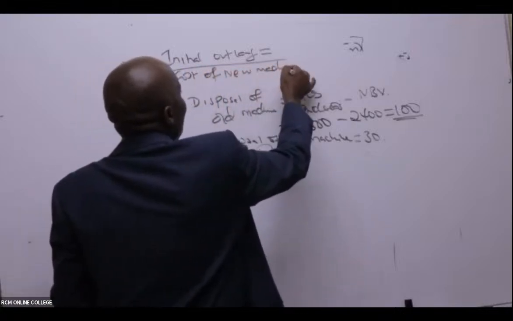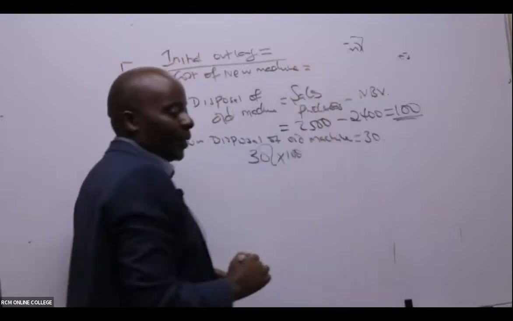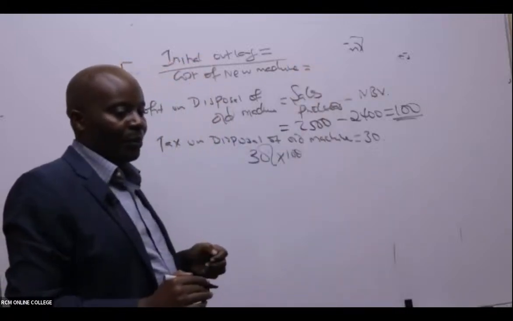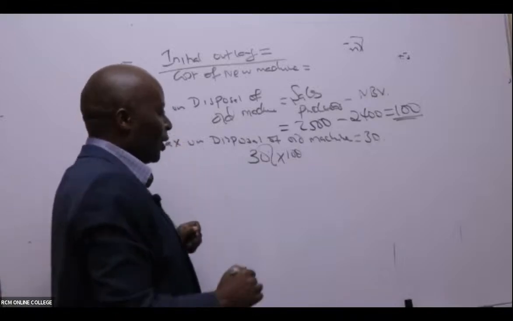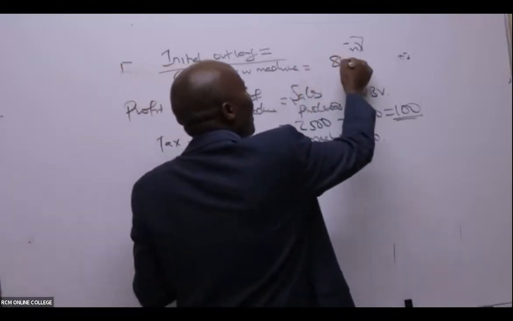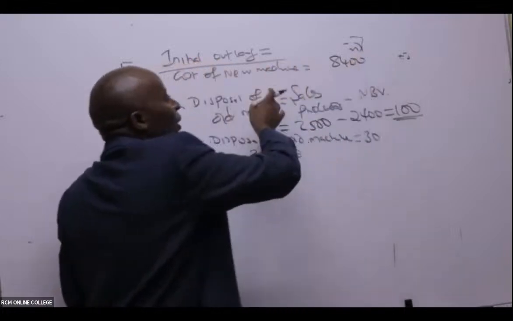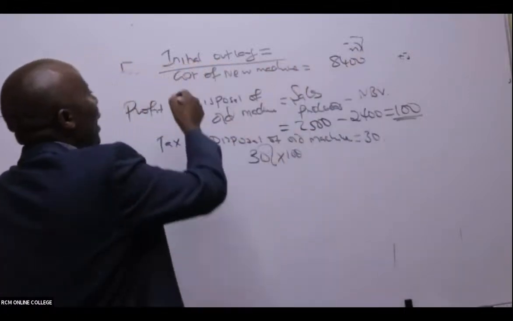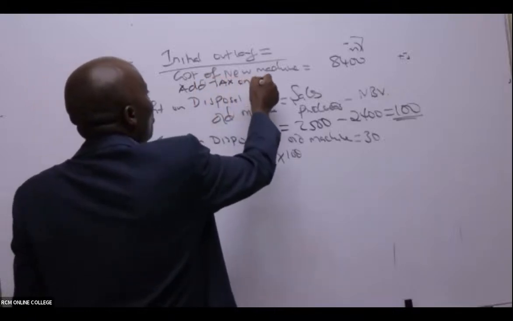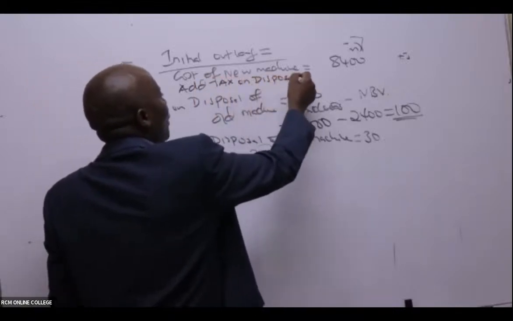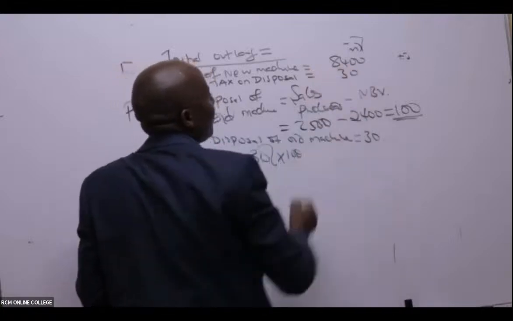Is there anybody who is able to see the cost of the new machine, including installation? Including installation, cost of new machine, 8,400. I hope we are able to see this. It is cost of new machine, including installation. Then you add tax on disposal of the old machine, 30.